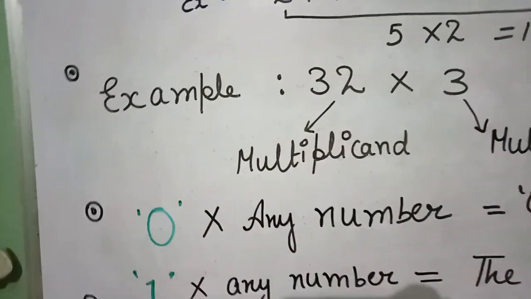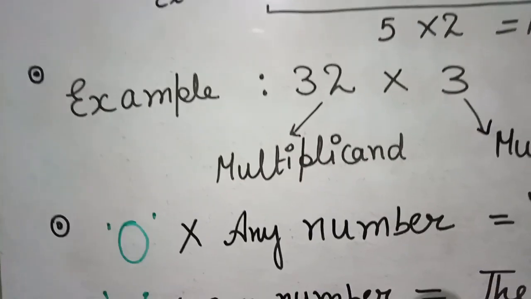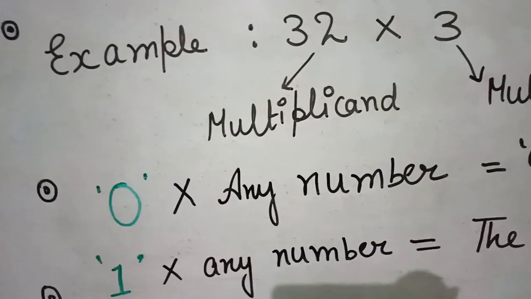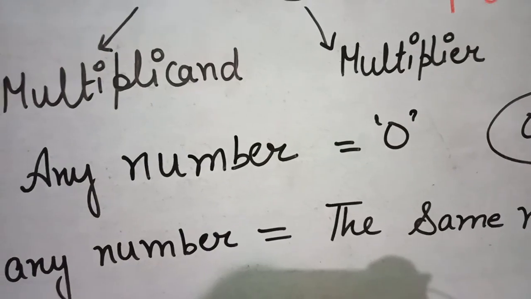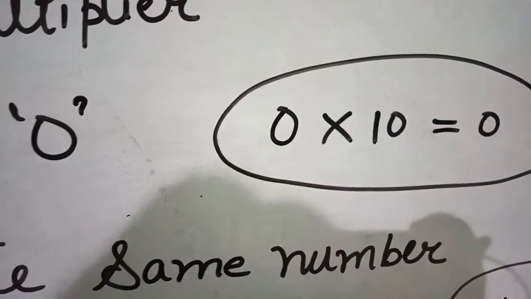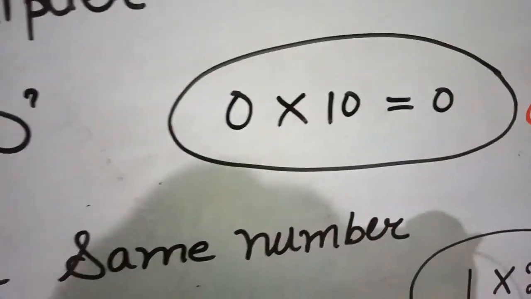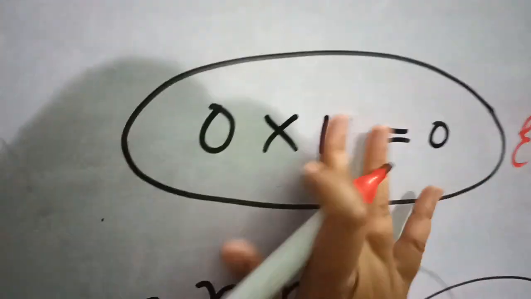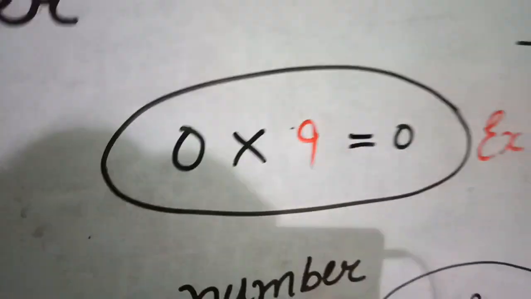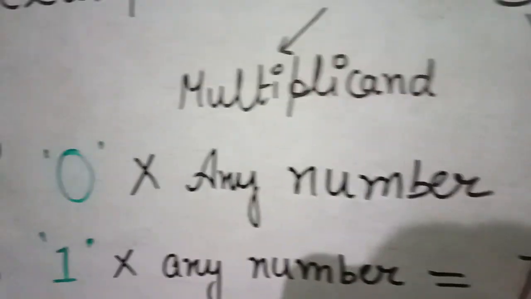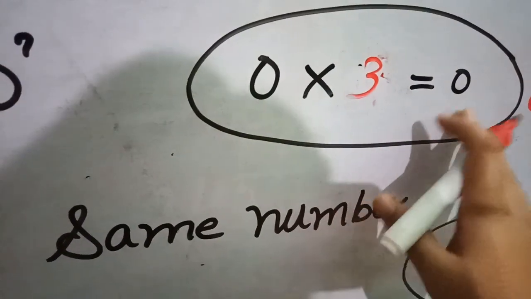But now come to one other point. When we multiply 0 with any other number, we get 0. For example, if we multiply 0 with 10, 0 multiply 10, we get 0. If we take 9 here, there will be 0. If we take 3 here, there will be 0. So whenever we multiply 0 with any other number, the product will be 0.